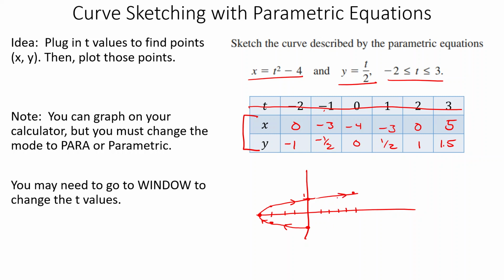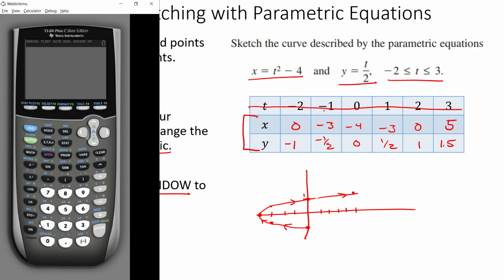All right, so to me, this looks like a parabola on its side, and that's exactly what it ends up being. We can also do this on our calculator. We just have to change the mode to para or parametric, depending on what calculator you have. And you may need to go to your window to set the t values on your graph. So let's take a quick look at the calculator here.